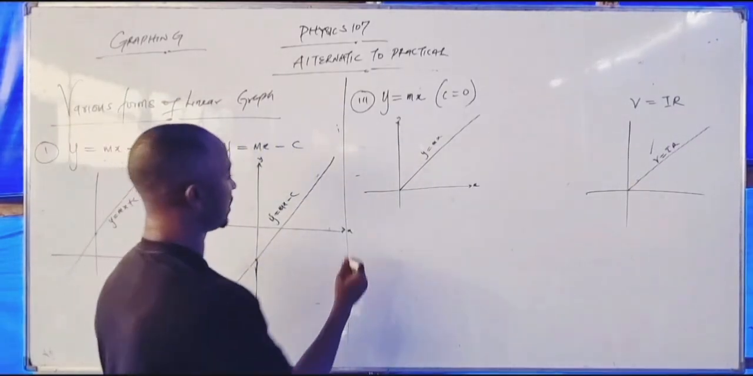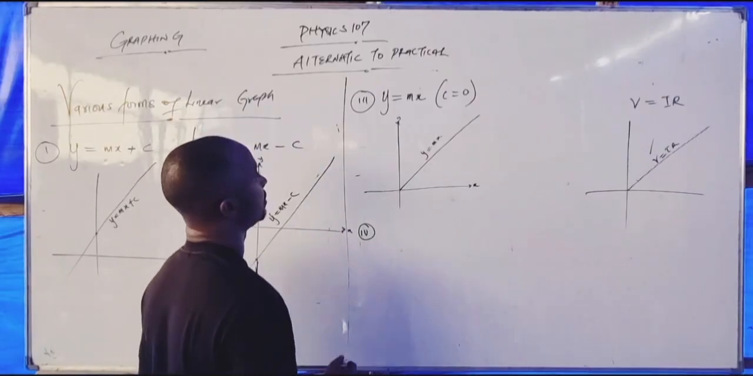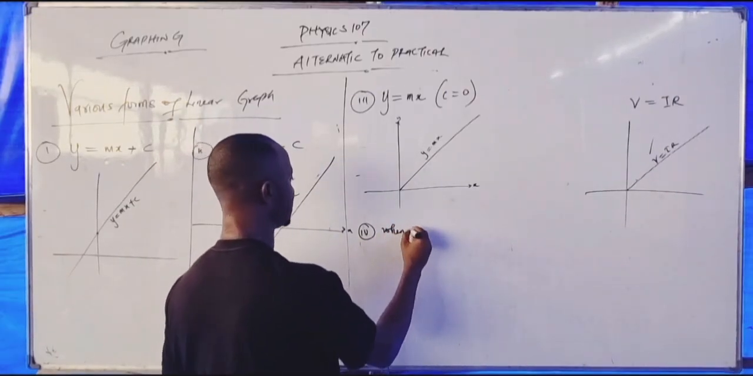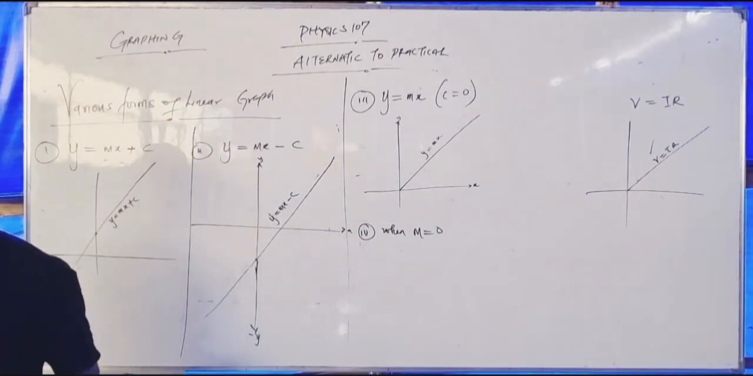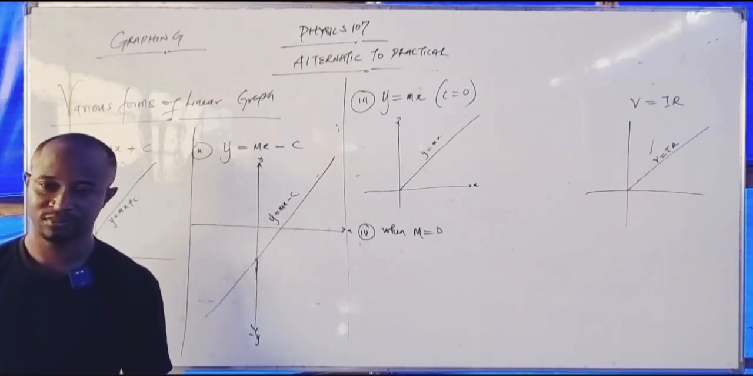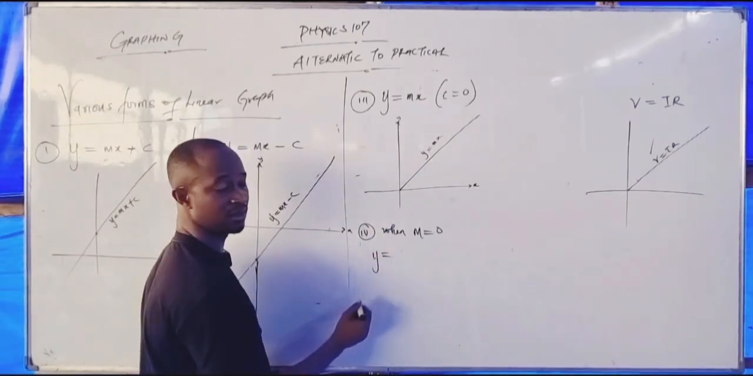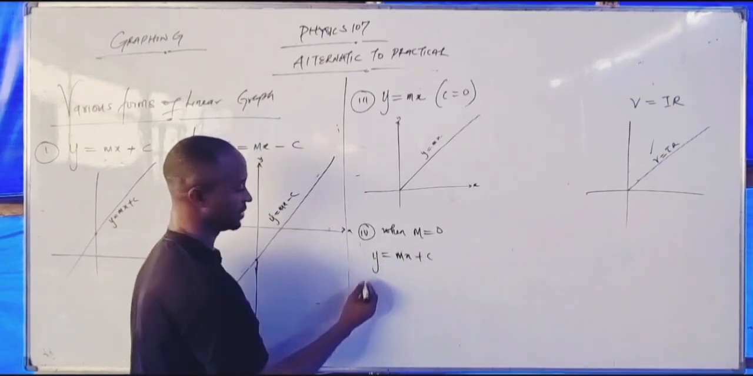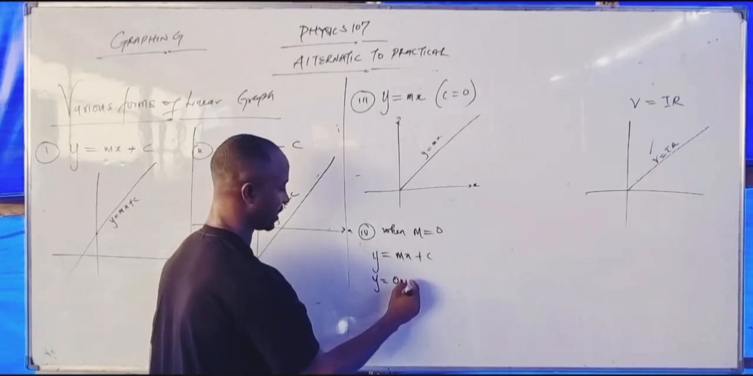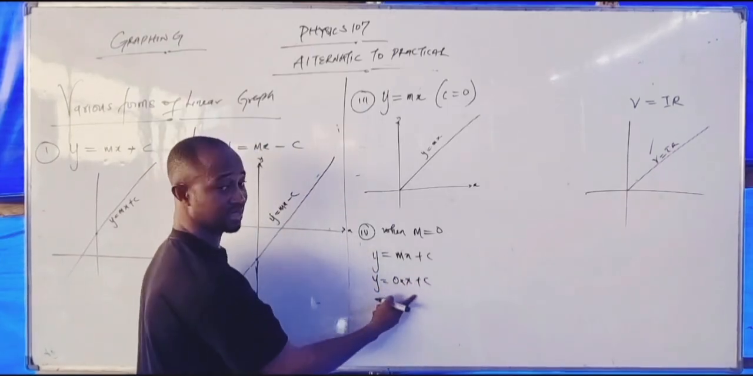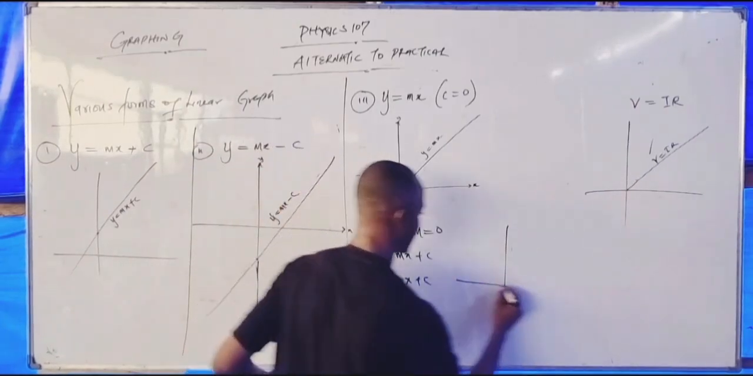Okay. The fourth one, let's say when the value of m is equal to 0. We can have the case where there's no slope. After plotting your graph, there's no slope. It's possible. If such happens, let's watch. The general form is y equals mx plus c. So when m is 0, what will it be? 0 times x plus c. 0 times x is 0. So that means my y is equal to c. The nature of this graph is simple.